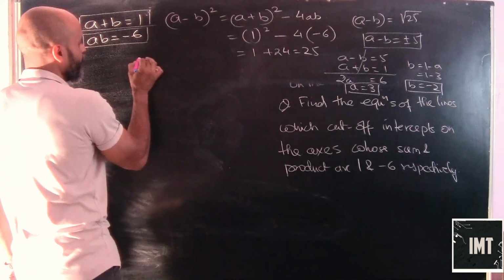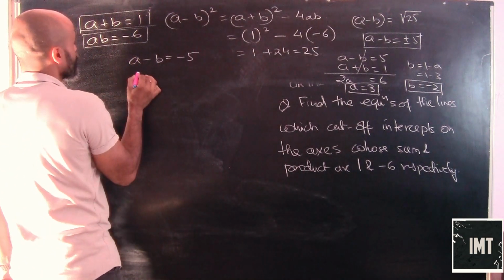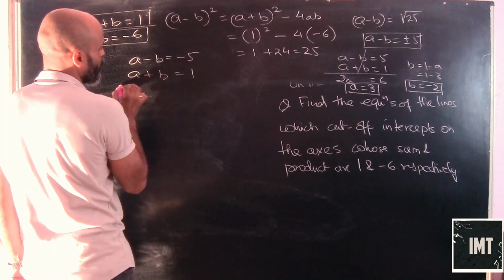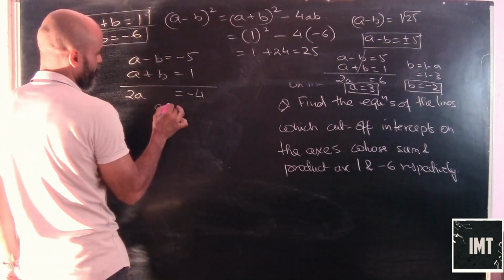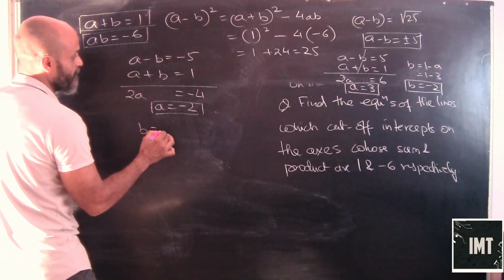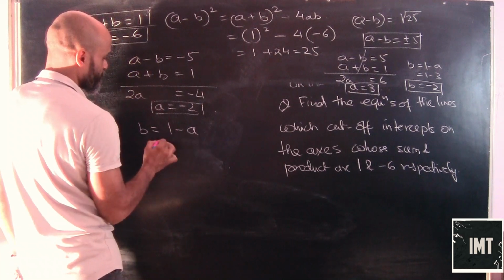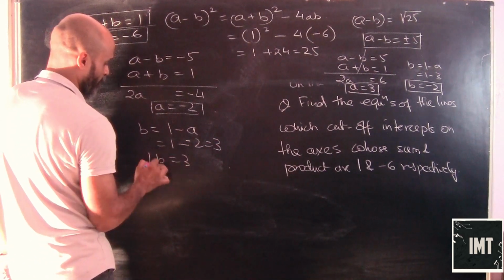Okay, now taking a minus b is equal to minus 5. So in this case, a plus b is equal to 1. If we happen to add them, 2a is equal to minus 4. So a will have a value of minus 2, and simultaneously b will have a value of 1 minus a. So that will be 1 minus minus 2, that is 3. So b will have a value of 3.